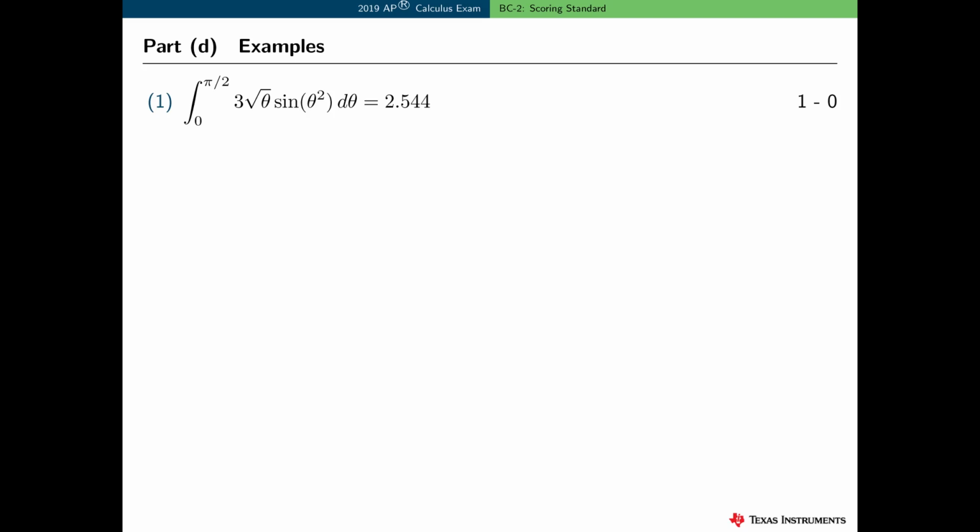Here the student has the correct bounds on the definite integral, indicating an understanding of the limit process. They earn the first point, and they are eligible for the second. But the integrand is wrong, and the answer is, therefore, wrong also. This earns 1, 0.